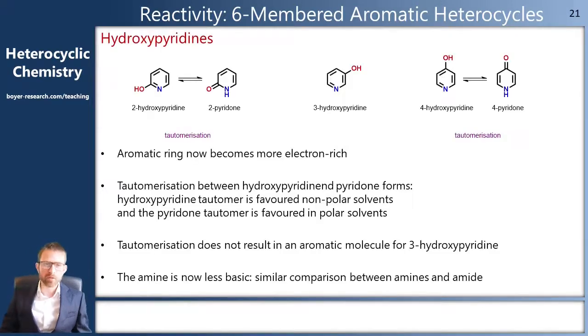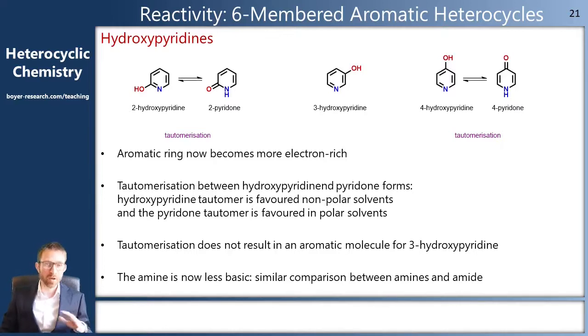So if we try and put an OH group on a carbon of pyridine, there's 3 different ways we can do that. We can put it at the 2 position, or we can put it at the 3 position, or we can put it at the 4 position. Now, the introduction of the oxygen with its lone pair makes the aromatic ring more electron rich. But what's interesting now is that we can have tautomerization for some of these arrangements.